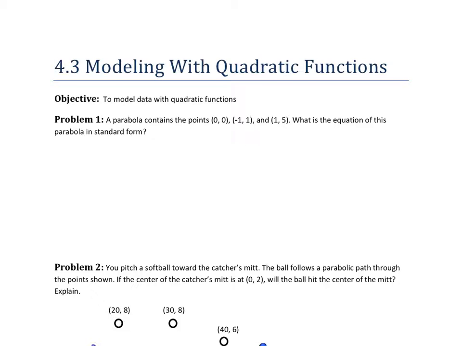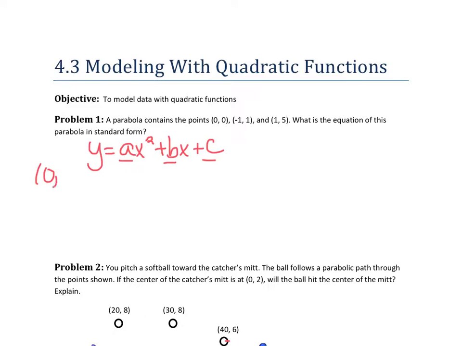Well, remember, standard form is y equals ax squared plus bx plus c. And we really have three unknowns here. If we could figure out what a, b, and c are, we'd have the equation in standard form. So I'm going to use those three points to see what we can find out.